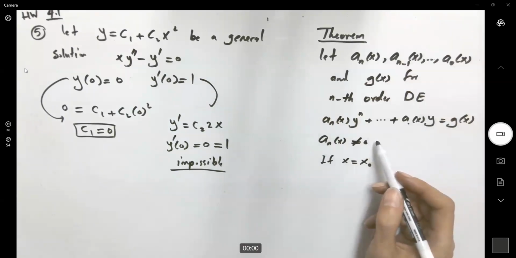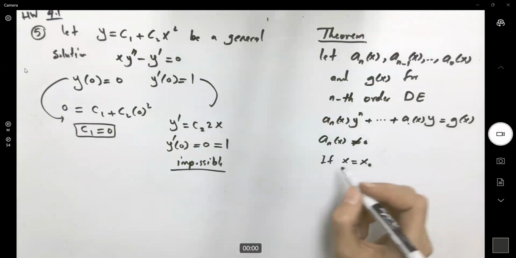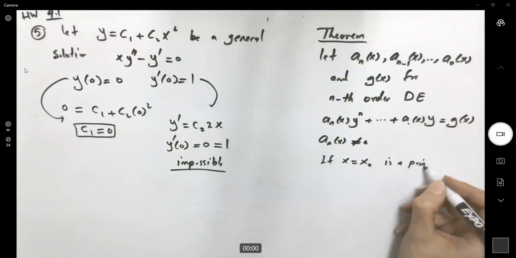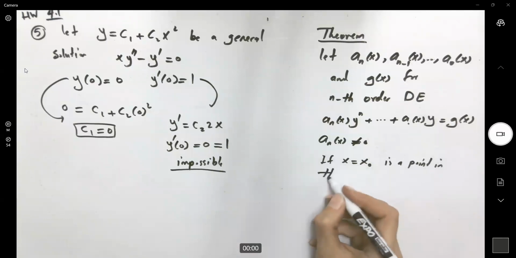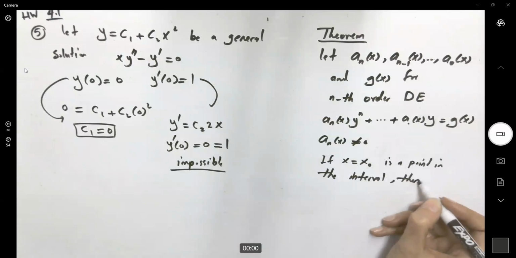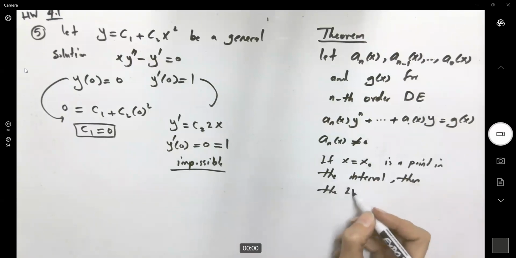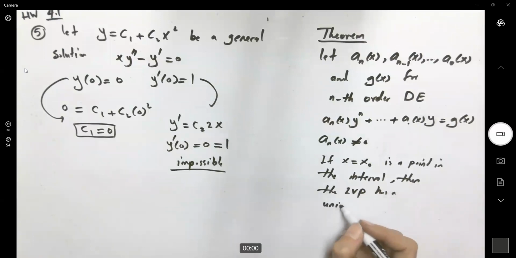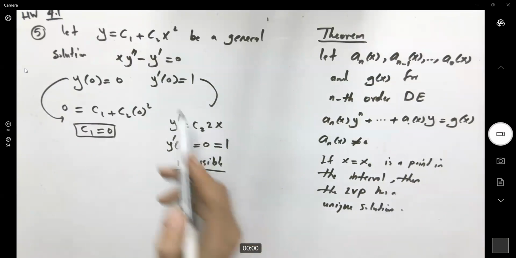then definitely we can find a solution for the initial value problem, and it exists and it's unique. If x equal to x sub 0 is a point in the interval, then the initial value problem has a unique solution in that interval.